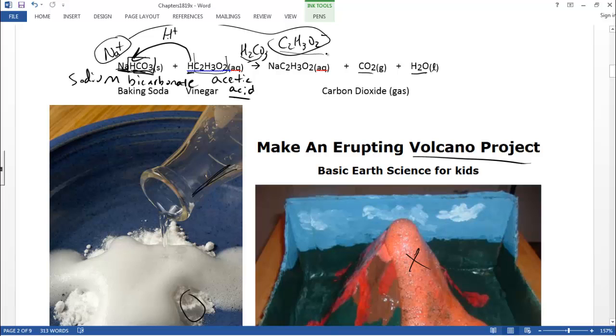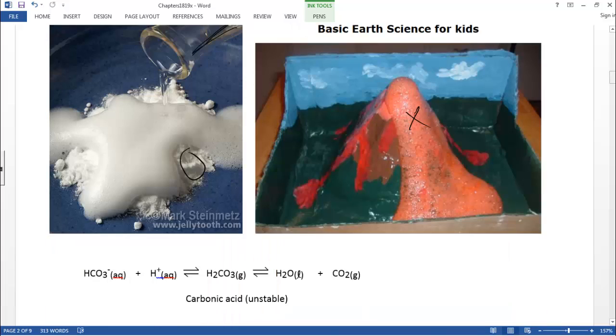And the key to the volcano reaction is the creation of CO2. That's a gas, and that's what's causing all the bubbles, all the fizzing. Okay, let's break it down a little bit more. The key ingredient in the volcano reaction is the baking soda having bicarbonate.